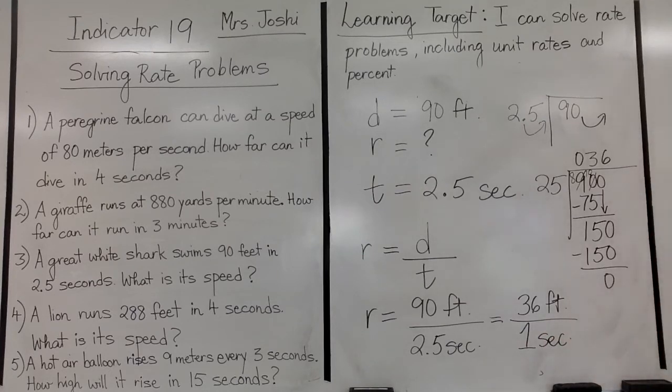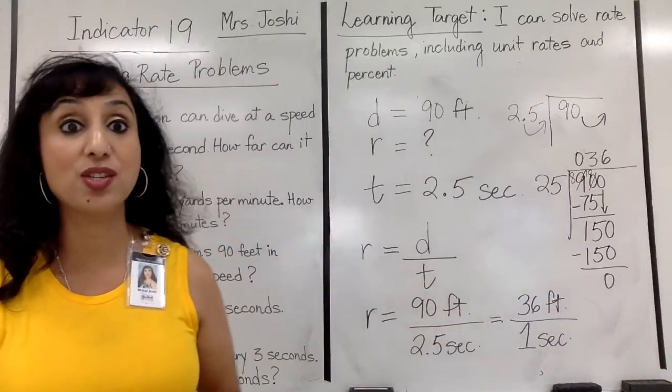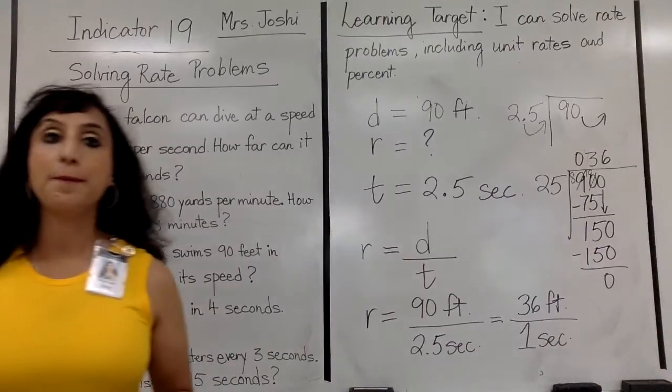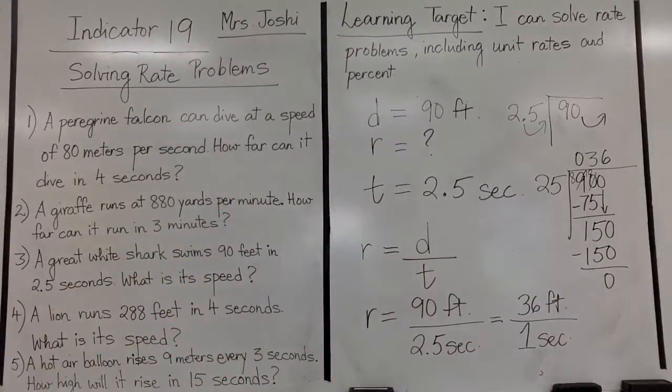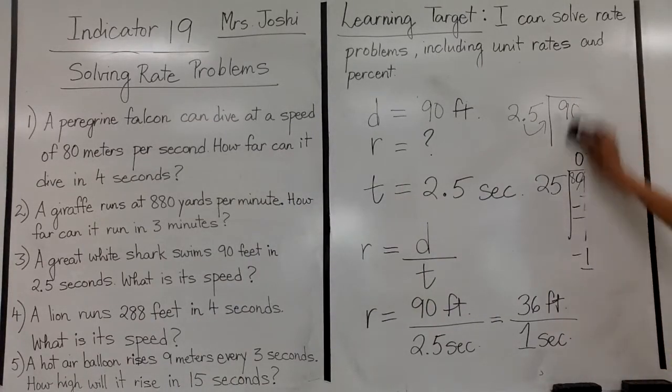So this is the rate of this great white shark. Okay, that's how fast great white sharks can swim. Okay, 36 feet per second. Okay, let's do the one with the lion. And let's say the lion runs at 288 feet in 4 seconds. What is its speed? So now, let me go ahead and erase this.